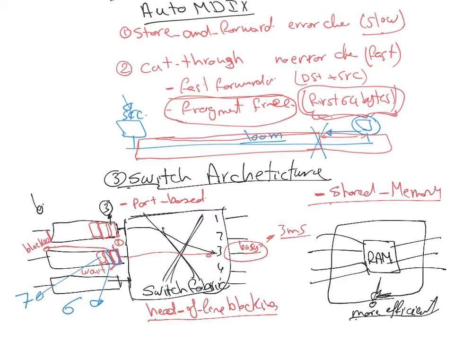It doesn't have the head of line blocking, and you can read and write concurrently, which is good. The only pitfall or the only problem with the shared memory is that this RAM is very expensive, as we can imagine. Queues are very cheap, so this switch architecture is actually much more expensive. So the switches that use shared memory architecture are usually much more expensive compared to the port-based.